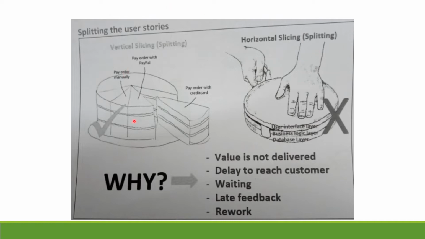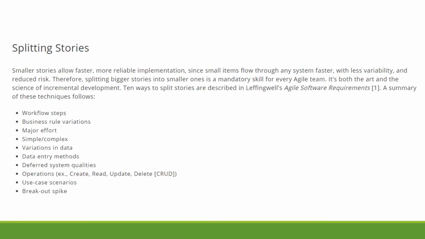Now look at vertical slicing, where you slice vertically, like pay order with PayPal, pay order manually, pay order with a credit card. You vertically slice on the functionality side. You build all the layers for a particular functionality, which can be completed within an iteration, and deliver that. That's it, that's vertical slicing. So splitting the user story is all about slicing vertically. If you are not slicing vertically, you will not deliver value or a minimum viable product. You cannot deliver working software.